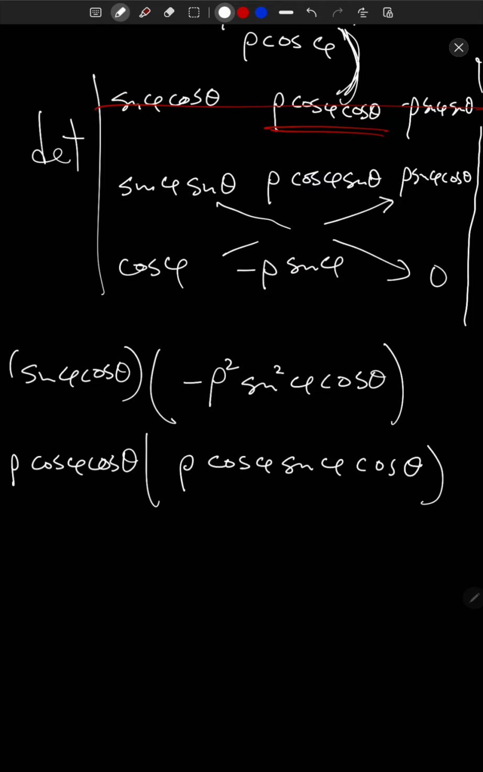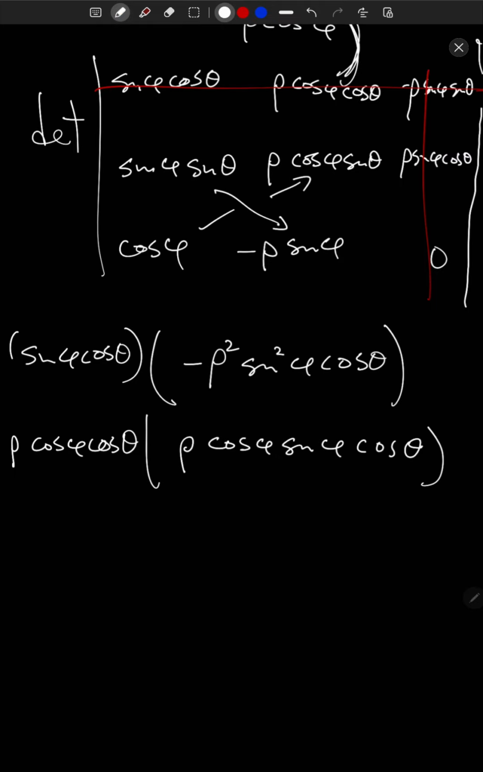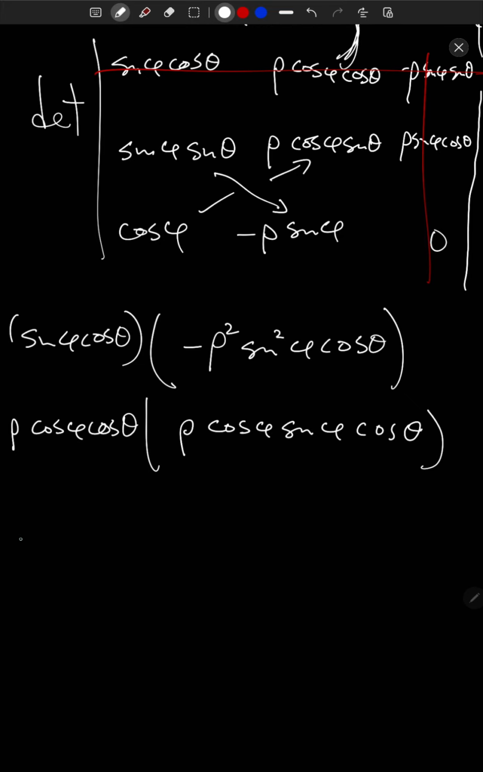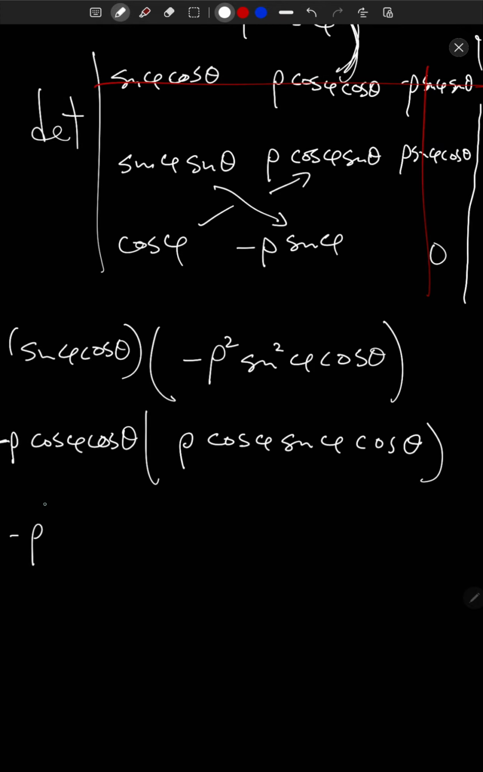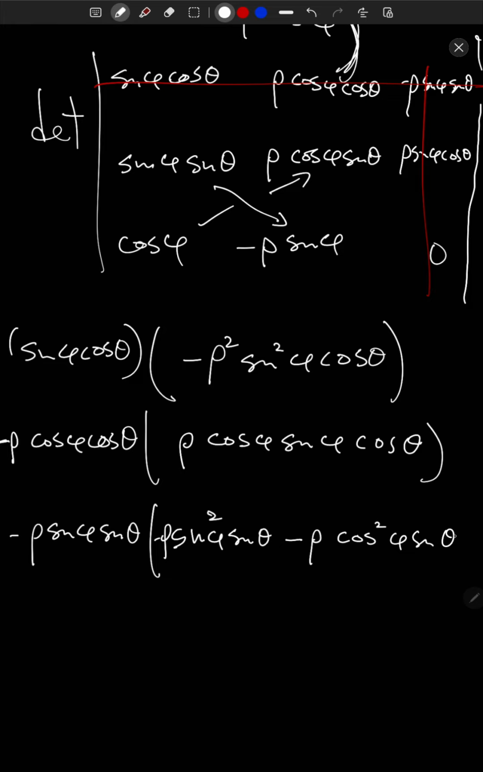Okay, and finally, we still have the first row crossed out. We cross out the third row now, third column, and we end up with a matrix, and we take its determinant, that times that, minus that times that. Okay, fairly tedious, but at least the nice thing is it's very algorithmic. I forgot the minus sign in front because, as we said, plus minus plus. So minus rho sine phi sine theta times sine phi squared minus rho sine theta, and then minus rho cos squared phi sine theta.